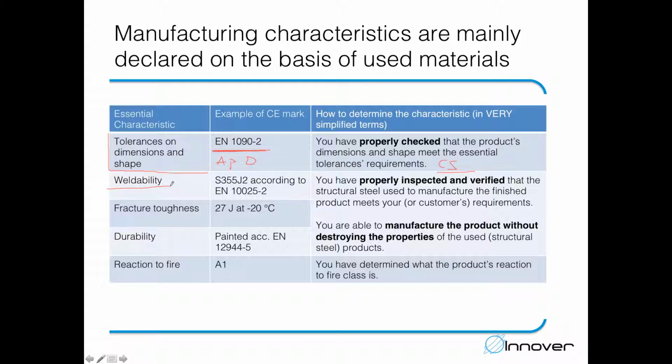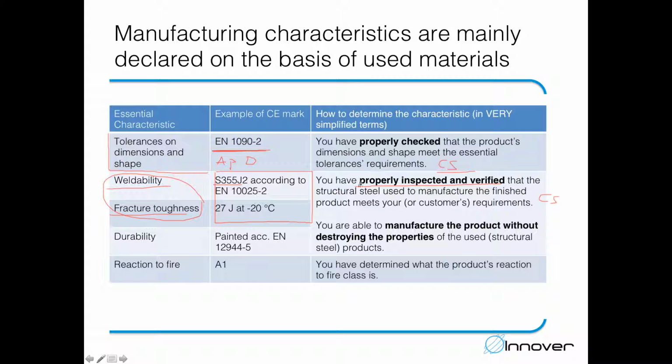Then the next essential characteristics that you can define is weldability, and in addition to fracture toughness. So these two basically go together for most parts. Here you basically are just declaring what was the structural steel that you used to manufacture the structural steel product. Of course you can use also stainless steel and then you wouldn't have fracture toughness, but in most cases if you use black steel, you're just going to declare what kind of structural steel was used to manufacture the finished product. And here you are basically saying, before you can declare it, that you have properly inspected and verified that the structural steel used to manufacture the finished product meets your or your customer's requirements that were specified in the component specification.